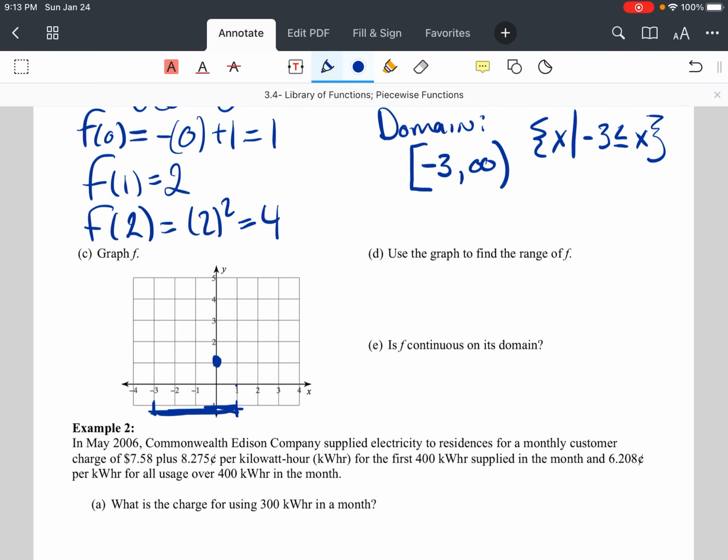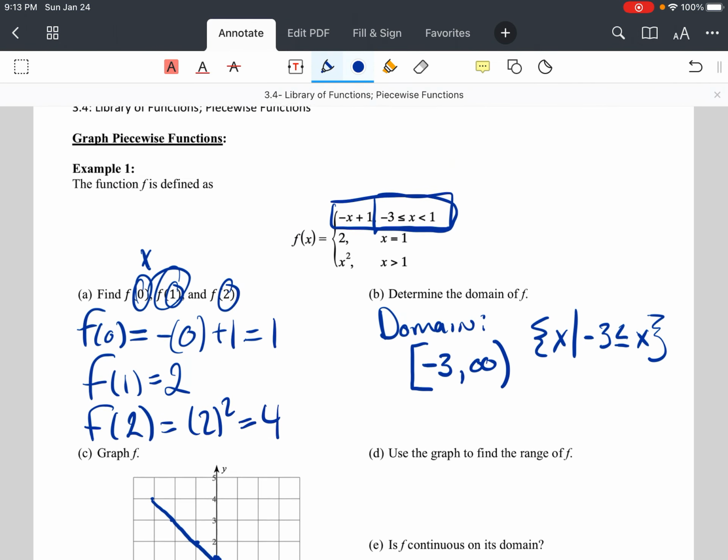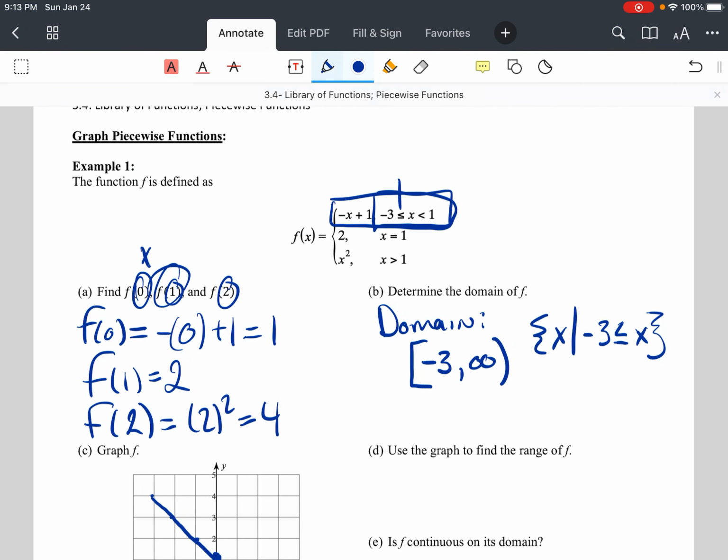And then it's going to go, I'm going to put a little dot here. It's going to go down 1 over 1. It's going to go up 1 over 1, up 1 over 1, up 1 over 1, until we get back to negative 3. So we have this line right here. So this is our negative x plus 1 graph.